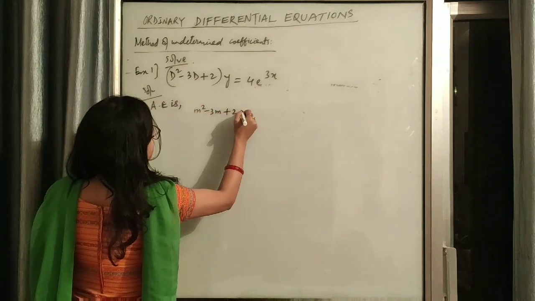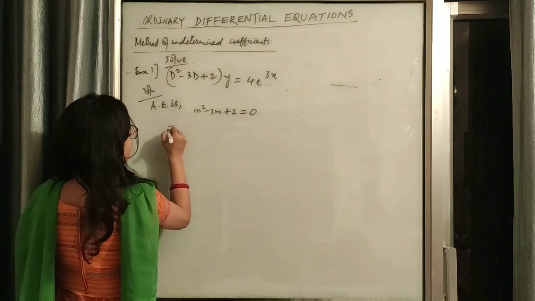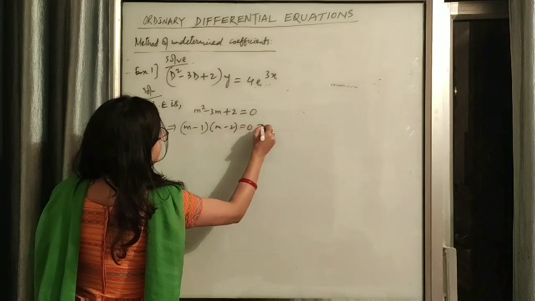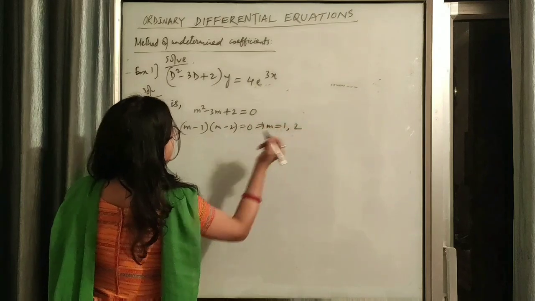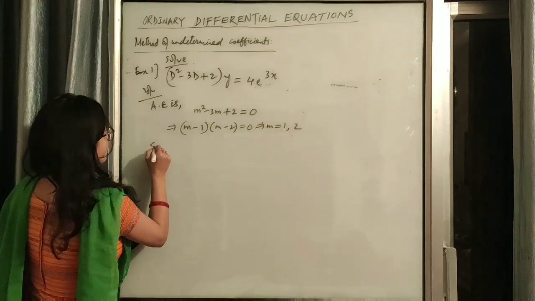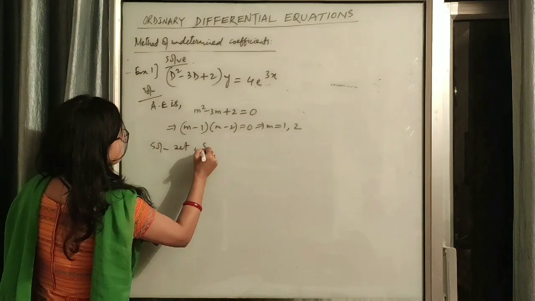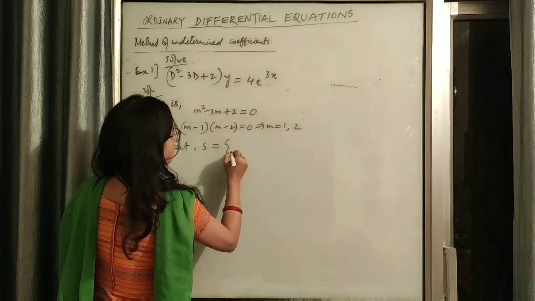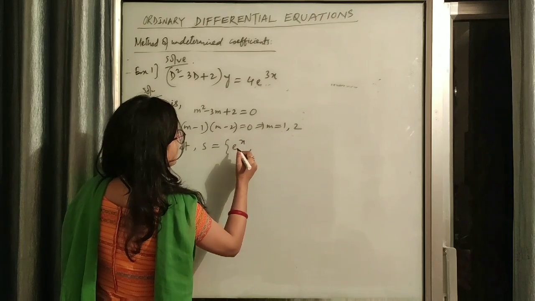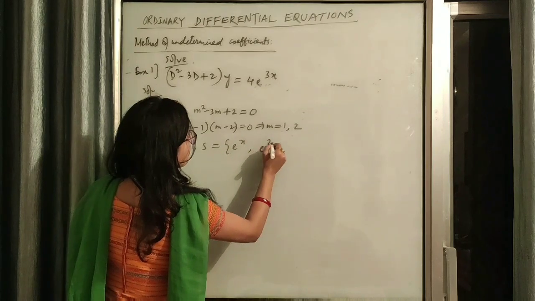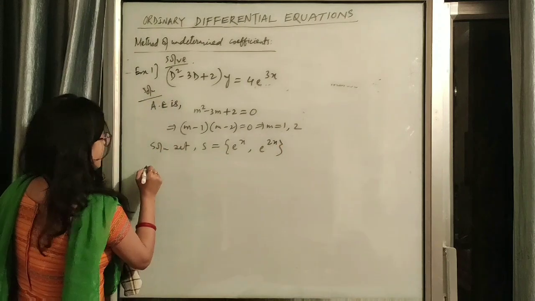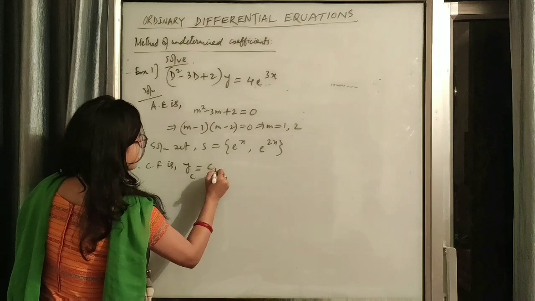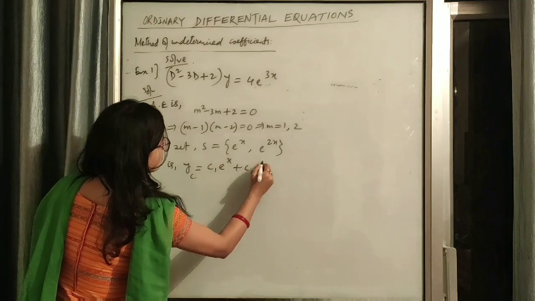The auxiliary equation is m² − 3m + 2 = 0. Factorization is possible, so directly we can find the roots very easily. Then the solution set is here. As here we have real distinct roots, the solution set is e^x, e^(2x). And the CF is therefore C1 e^x + C2 e^(2x).